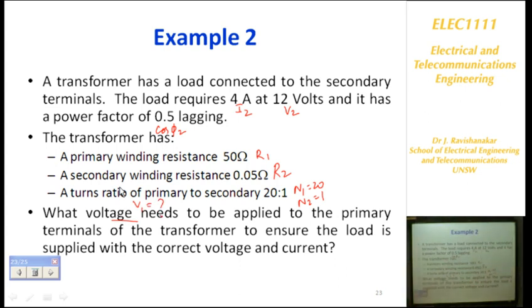So this is a transformer. It's not an ideal transformer. It has resistances R1 and R2. But there is no mention of the reactances X1 and X2 or Rm and Xm, so we need not bother about that. How will you draw the equivalent circuit based on this? The equivalent circuit will have R1 and R2 connected in the circuit.